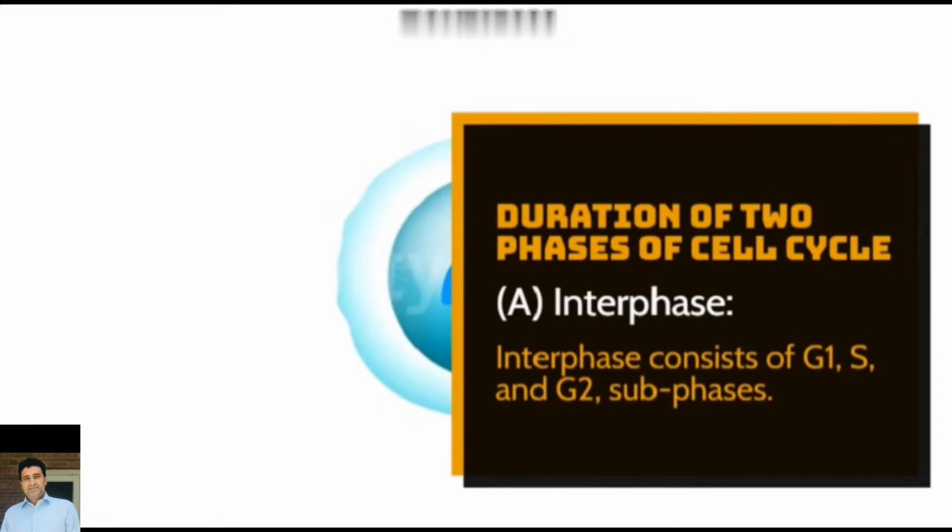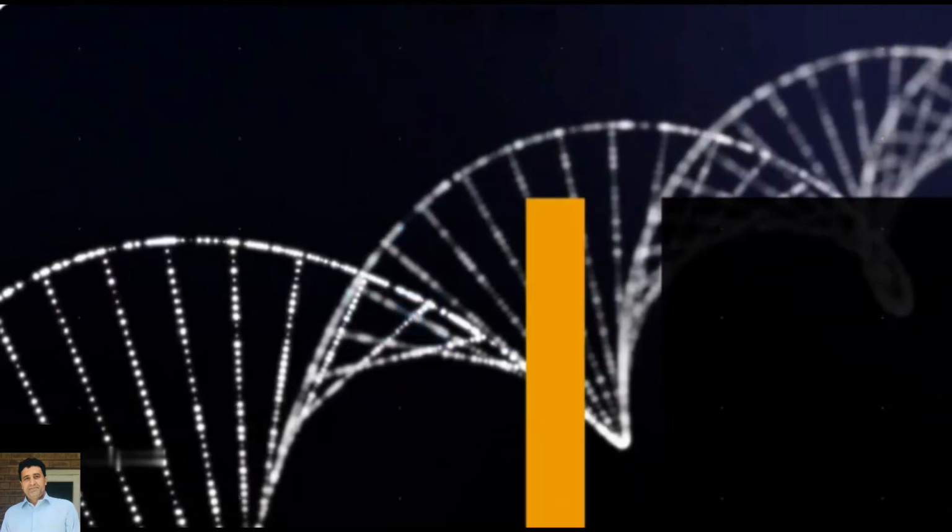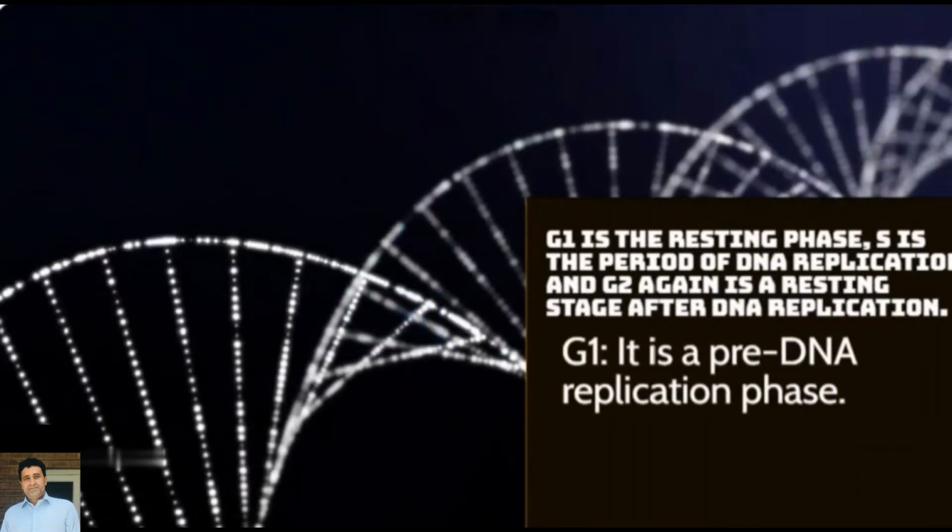Duration of the two phases of the cell cycle. Interphase consists of G1, S and G2 phases. G1 is the resting phase, S is the period of duplication, and G2 again is a resting stage. G1 is a pre-DNA replication phase.